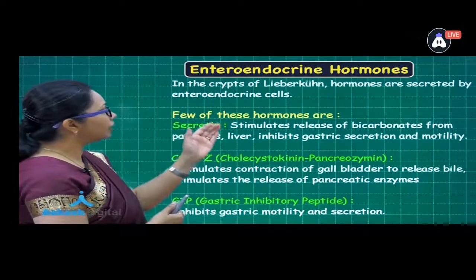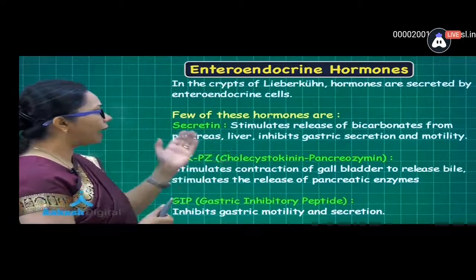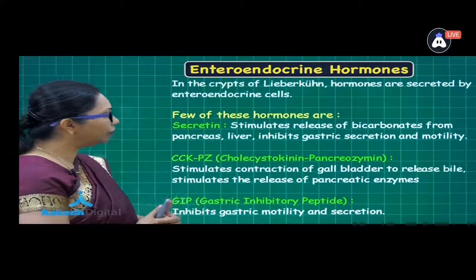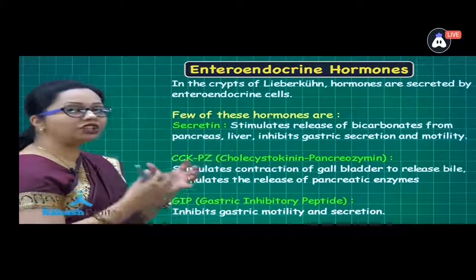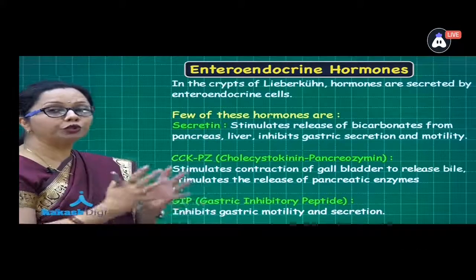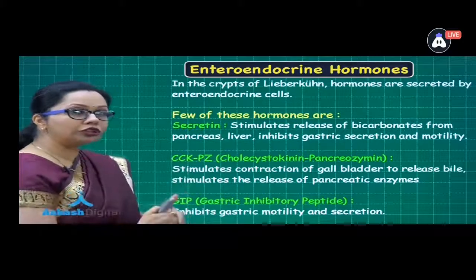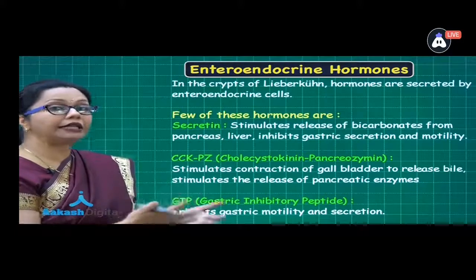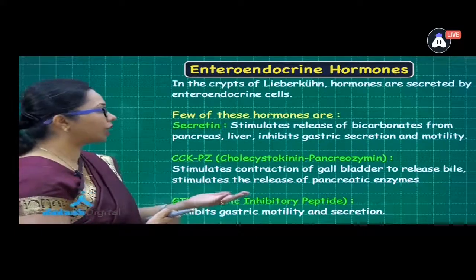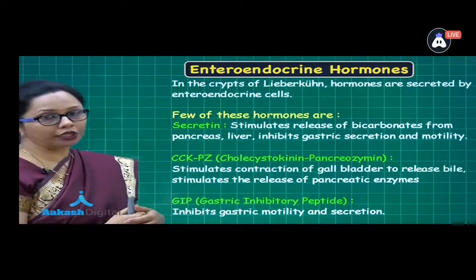Now, this secretin stimulates the release of bicarbonates from the pancreas as well as from the liver, and bicarbonates from both of these glands are again important in neutralizing the acidity. So when the acidic chyme reaches into the duodenum, there the cells get stimulated and secretin release will start, and it is also inhibiting gastric secretion and motility.